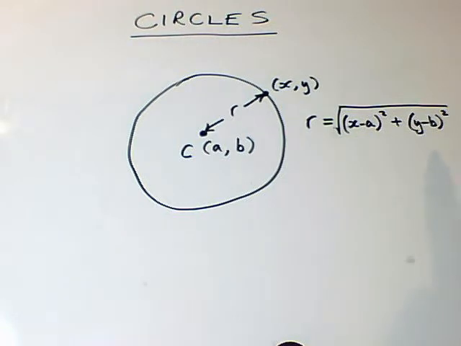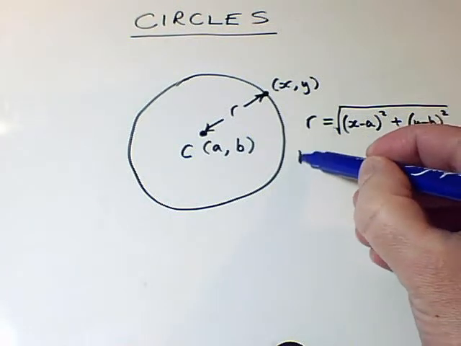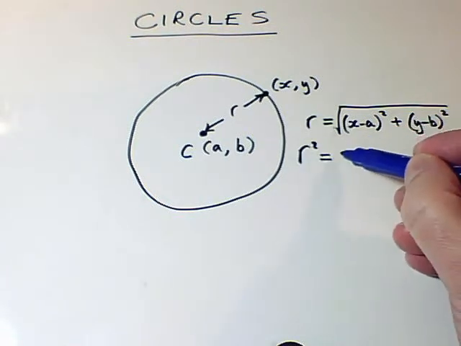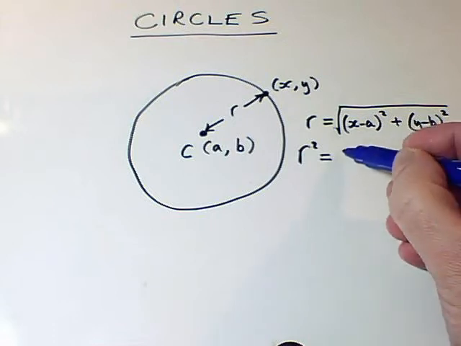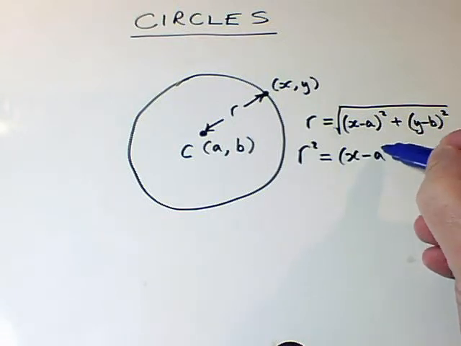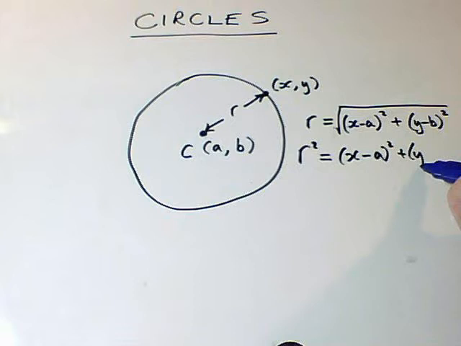But to make it look nicer, I'm going to square both sides to get rid of the square root. So I'm going to get r squared equals, and then on the other side when I square it I just write it without the square root. So it's (x minus a) squared plus (y minus b) squared. Okay, and that's my equation of the circle.